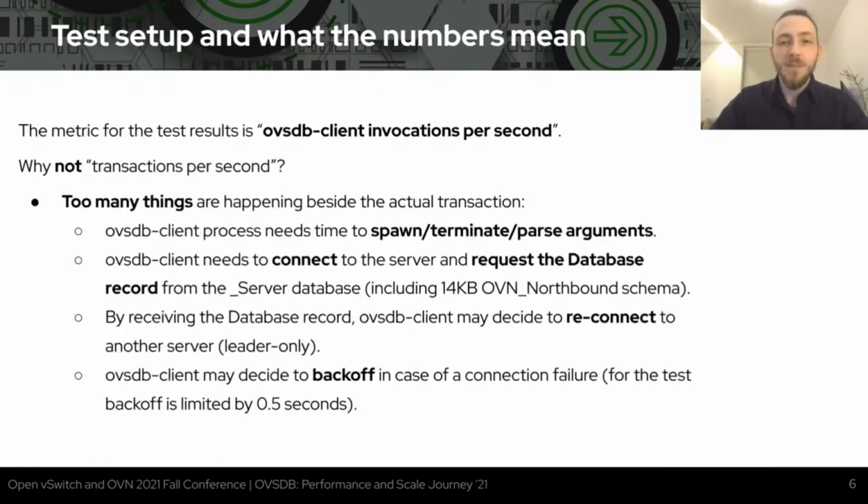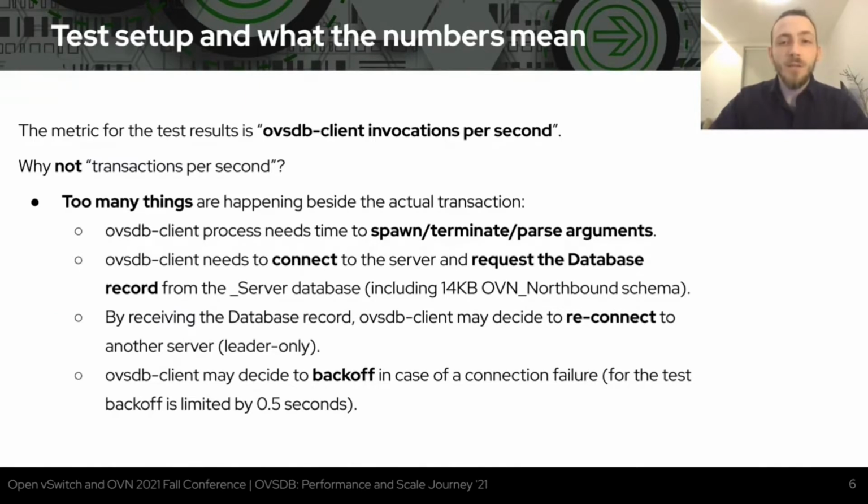And yes, the metric for this test is OVSDB client invocations per second, not transactions per second. It's just because way too many things are happening besides the actual transaction. For example, the OVSDB client process needs time to spawn, terminate, and parse the arguments. It also connects to the server and requests database records from a server database. This will include the sending of the 14 kilobyte northbound schema to the client. Clients may also decide to reconnect, since the connection is leader only, or back off in case of a connection failure.